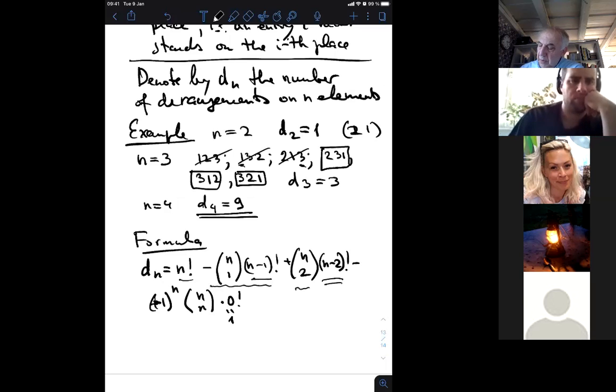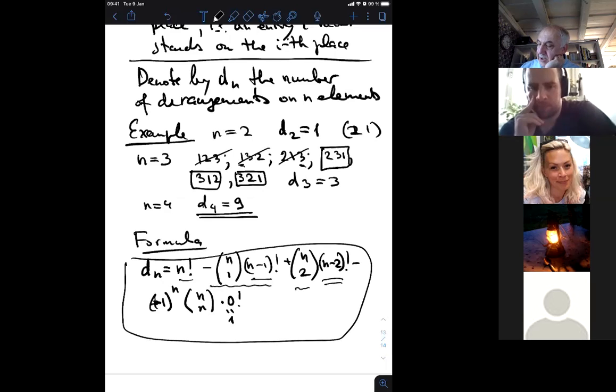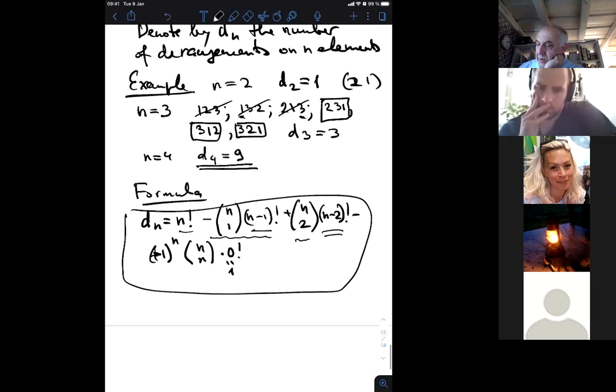And so on. We'll have an alternating formula. So if we fix 3 letters i, j, k, we have n choose 3 possibilities, and each of them will contribute (n minus 3) factorial additional options. Okay, so this explains this formula. In particular, let's apply it to get 9 here.